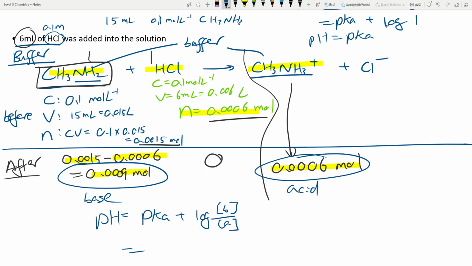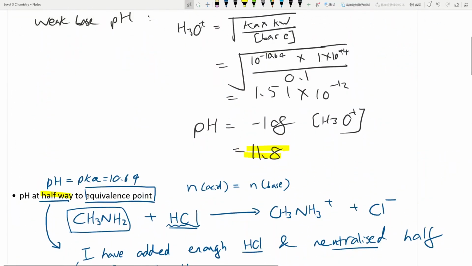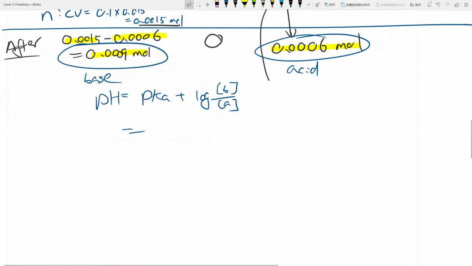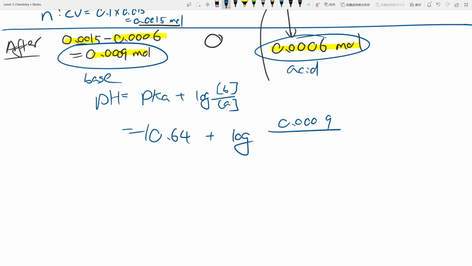So what's the pKa again? pKa I think was 10 point, what was that? I need to write this number down somewhere, otherwise it's going to keep scrolling up. 10.64. So it's 10.64 plus log base 0.0009 divided by 0.0006, and then do that whole thing together. So it's 9 divided by 6, and then log that, plus 10.64, the pH is going to be 10.82, so 3 significant figures, 10.8.